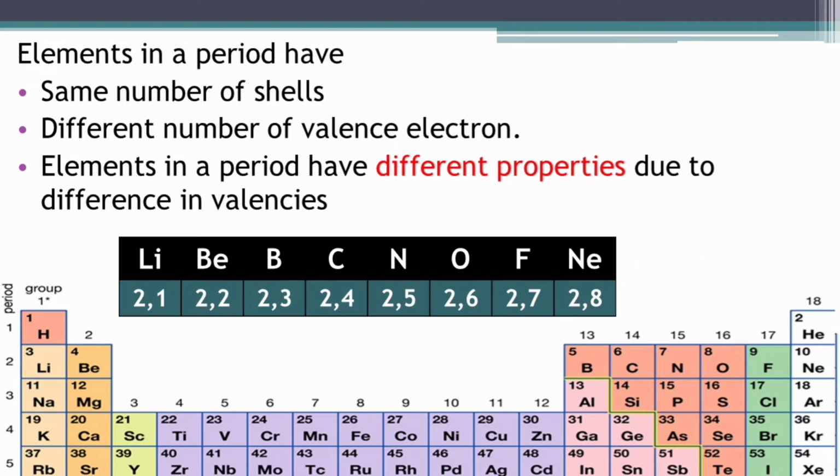Fluorine is a highly reactive non-metal. Lithium is a highly reactive metal. So in the same period, you have a highly reactive metal, a moderately reactive metal, a highly reactive non-metal and a noble gas.